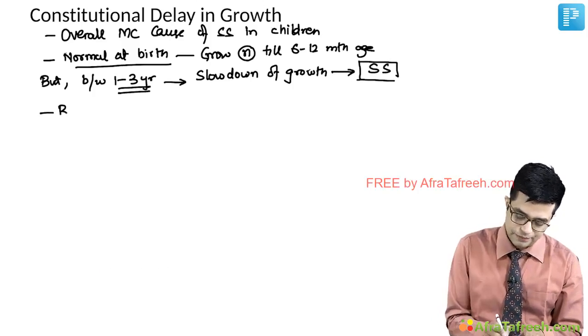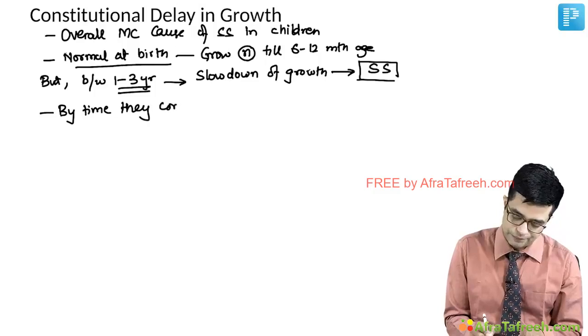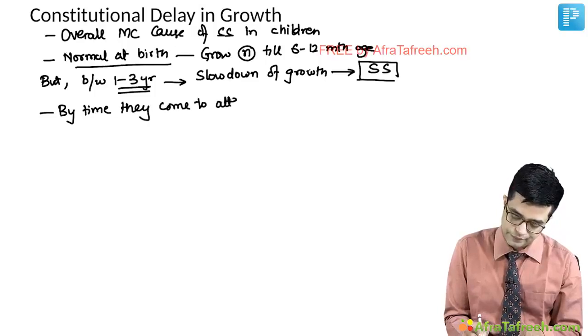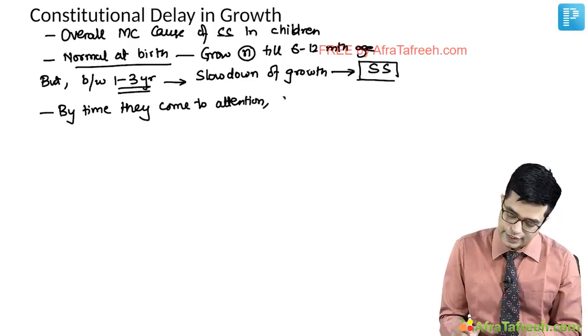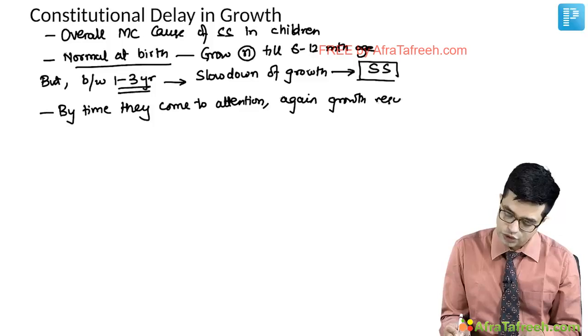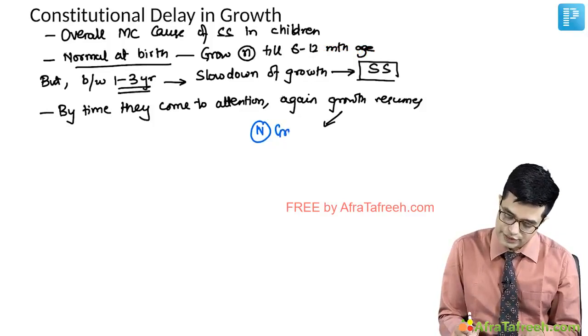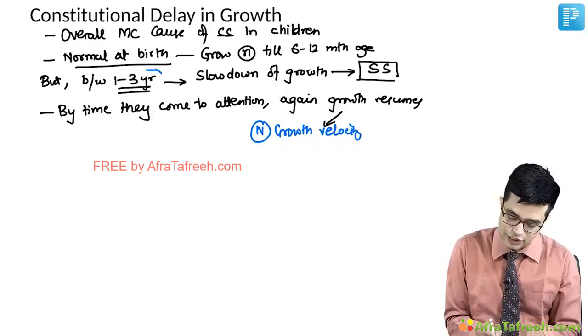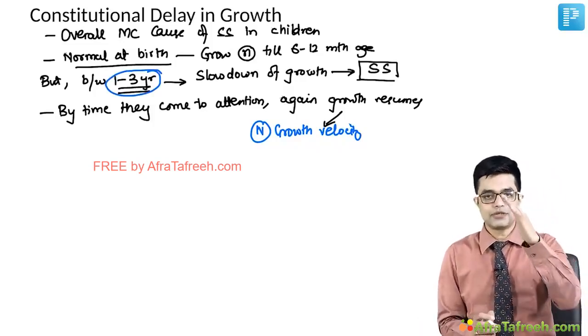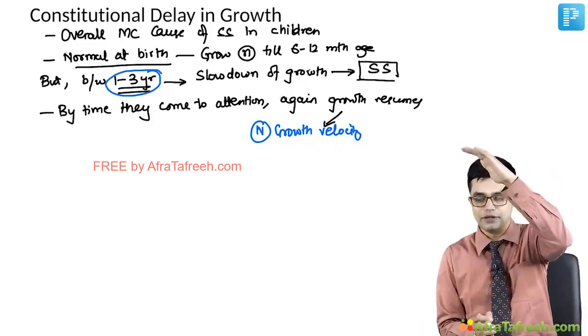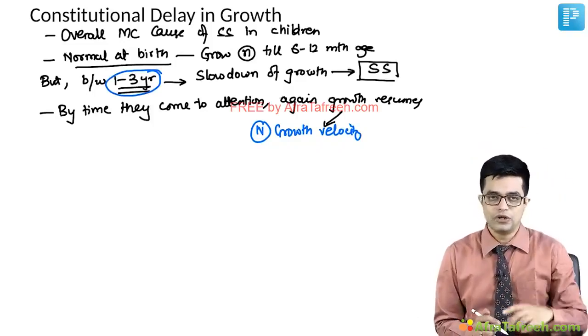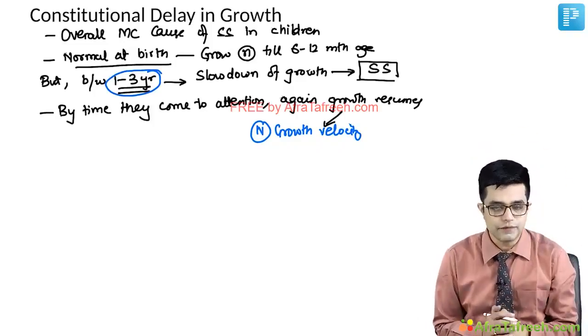By the time they come to medical attention, again growth resumes. And so, when you check, they are found to have a normal growth velocity. But this gap which had come in this 1 to 3 year, that persists, and so the child runs parallel to the growth curve but not crossing the third centile, not crossing the -2 standard deviation curve.